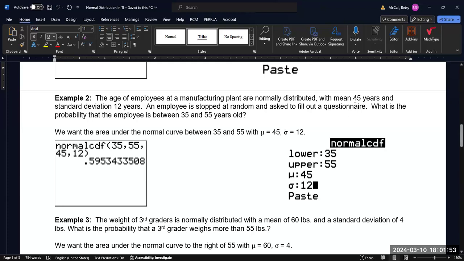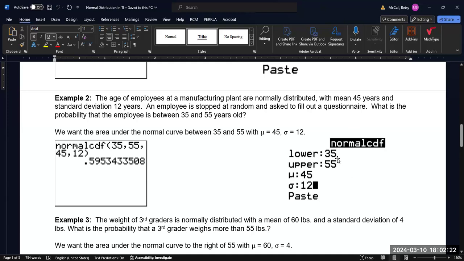The mean was specified to be 45, the standard deviation of 12. So if we were typing this out by hand, again, you would go to your distribution menu, second vars, scroll down to normal CDF, and then you would enter your lower bound of 35, comma, your upper bound of 55, comma, your mean of 45, comma, your standard deviation of 12.